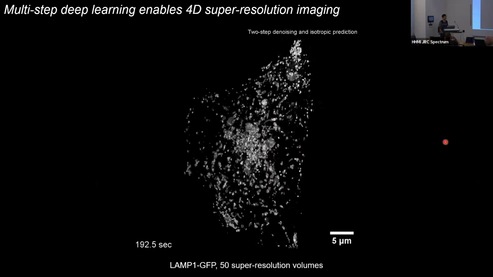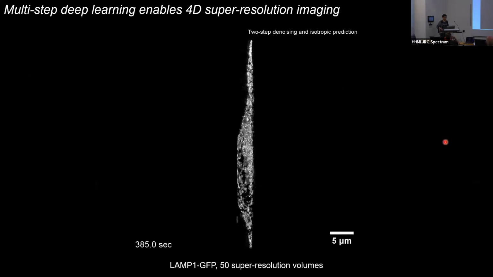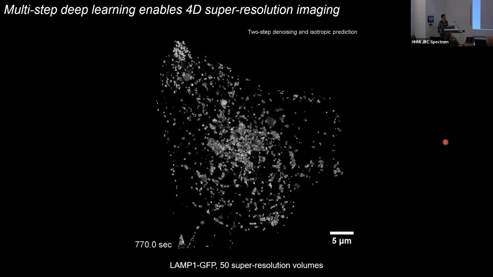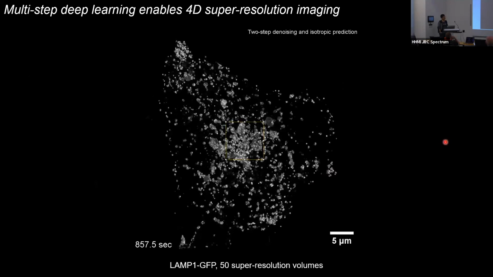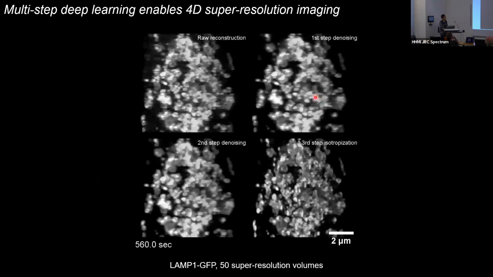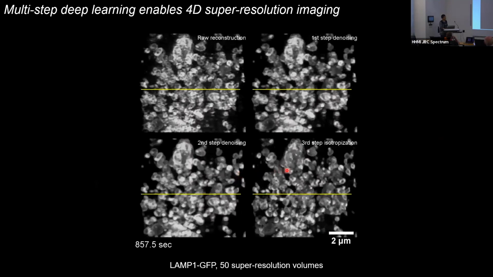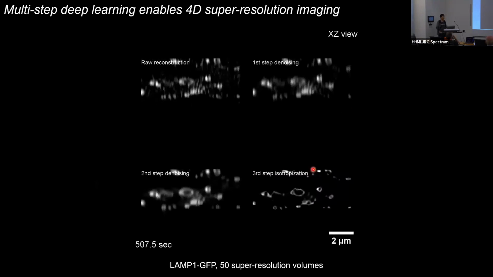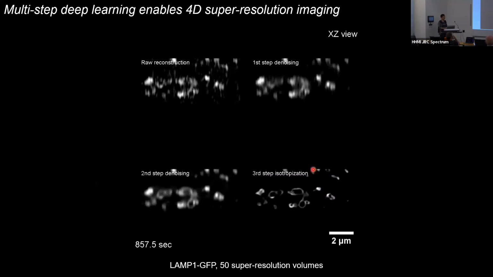It's just another movie, another example to show that we can also image the lysosome dynamics with LAMP1 GFP in live U2OS cells. The similar concept is here: after the first denoising, second denoising, and the third isotropic step, the last step, the isotropization method, comes the actual resolution improvement.